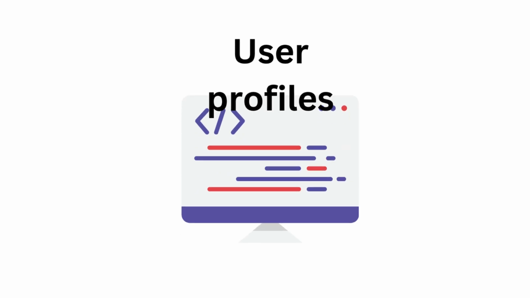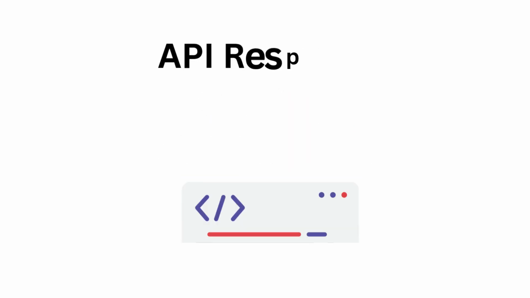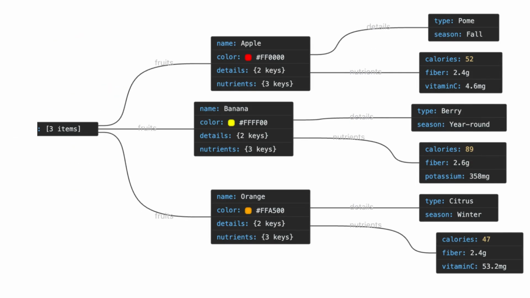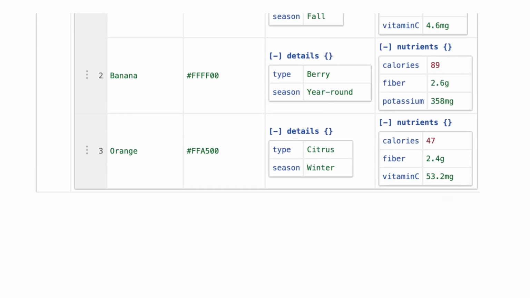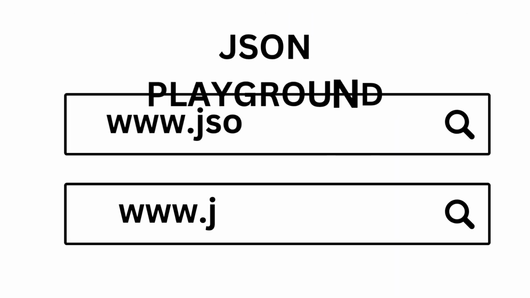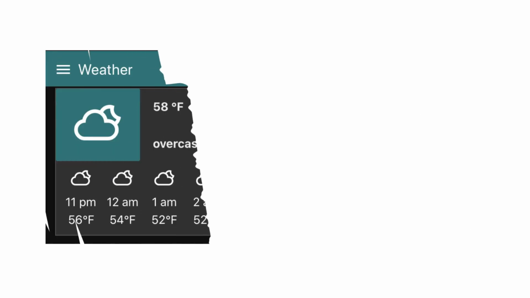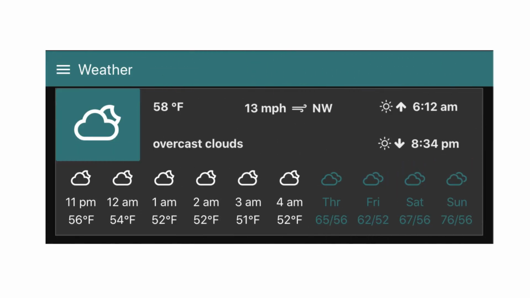JSON is used in many applications like user profiles, product catalogs, and API responses. You can convert the JSON data to graphs or tables using online editors, such as JSONcrack.com and JSONgrid.com. You can also convert the JSON data to beautiful dashboards or dynamic HTML tables.